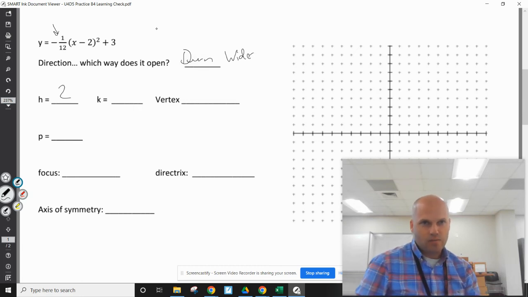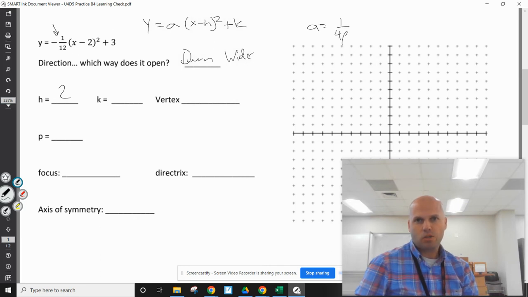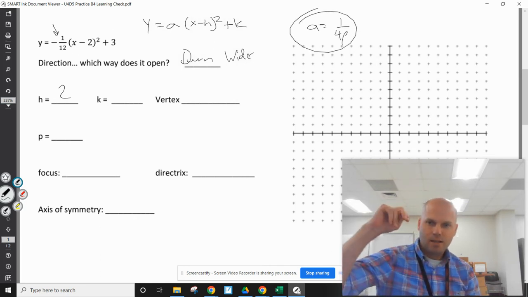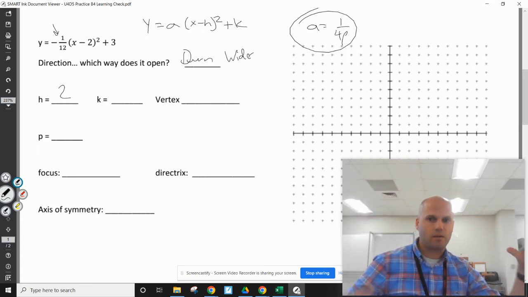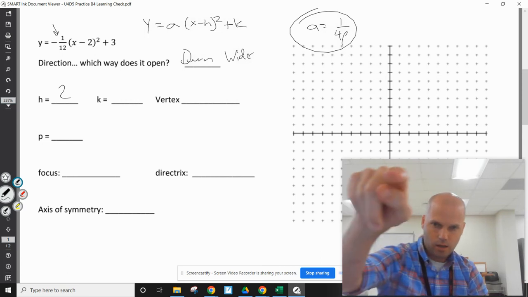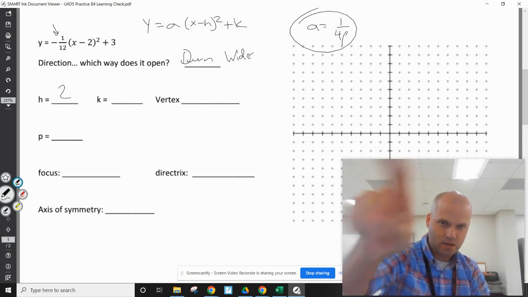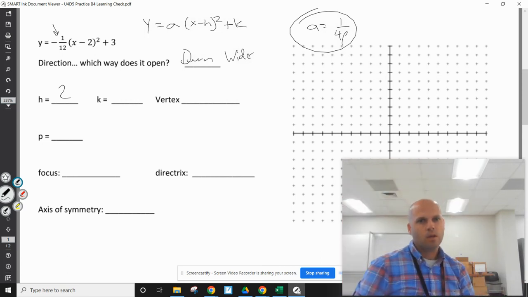H is +2. Again, it's y equals a(x minus h) squared plus k. But a is equal to 1/4p. Smart mathematicians connected the Greek understanding of parabolas to an algebraic understanding of parabolas using that a equals 1/4p. K is 3. My vertex is (2, 3).